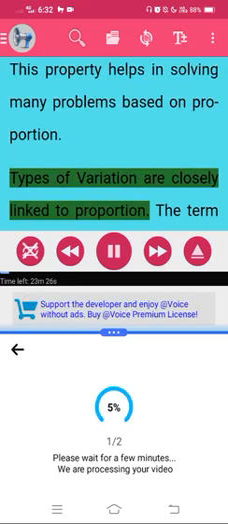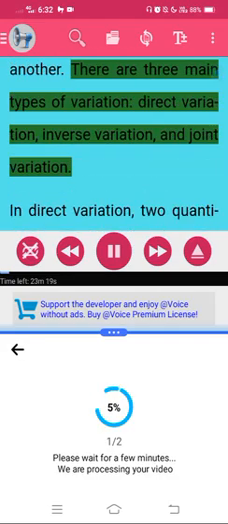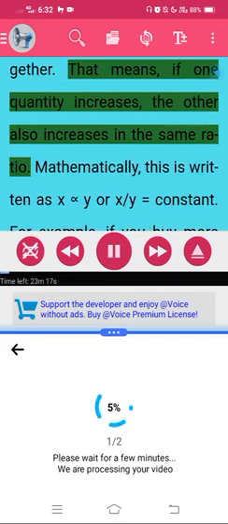Types of variation are closely linked to proportion. The term variation refers to how one quantity changes in relation to another. There are 3 main types of variation: direct variation, inverse variation, and joint variation. In direct variation, two quantities increase or decrease together. That means, if one quantity increases, the other also increases in the same ratio.